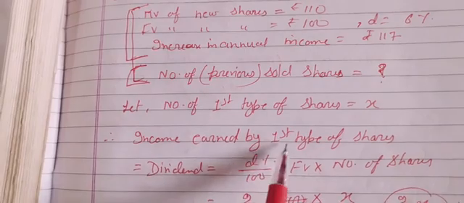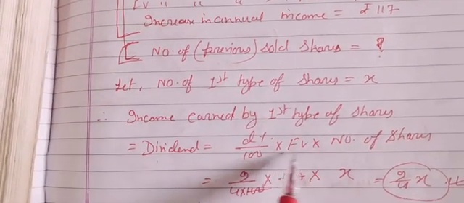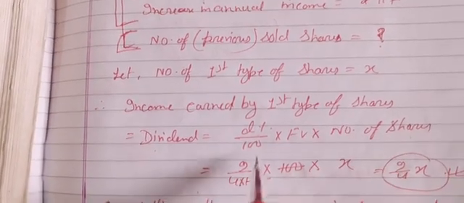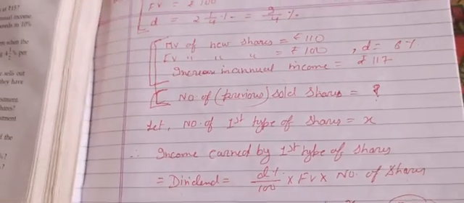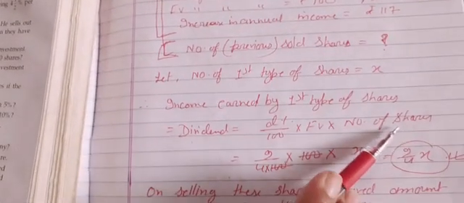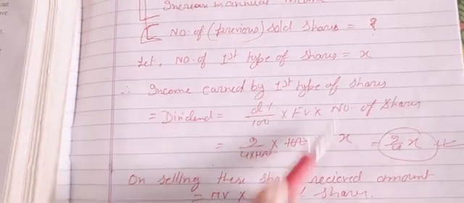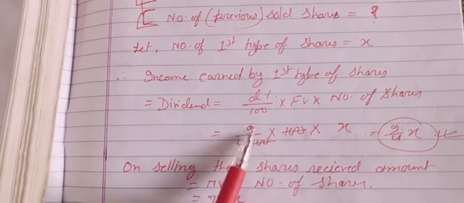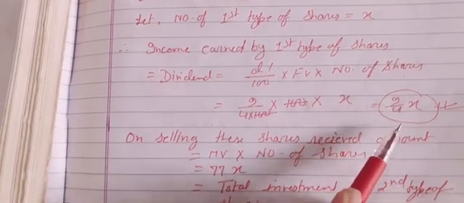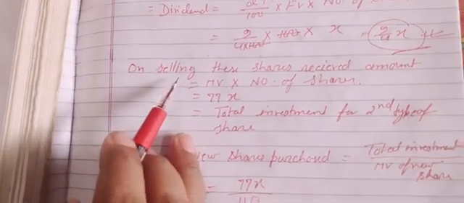So what was the income earned by the first type of shares? Dividend is equal to dividend percent upon 100 into face value into number of shares. Dividend percent was 9/4, so I have written 9/4. Face value was 100, and the number of shares is not given, so we assume the number of first type of shares is X and use it here. So 100 cancelled, and we get 9x upon 4. This is the dividend earned by the first share.